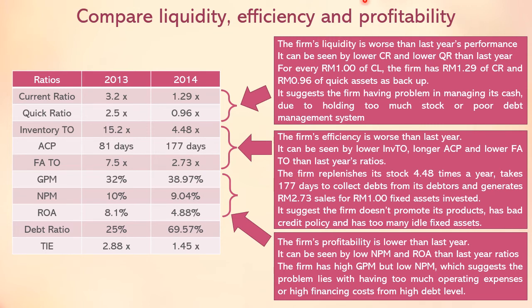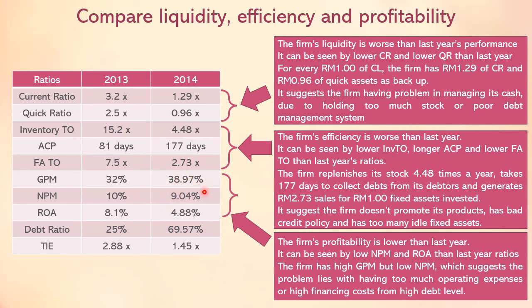And we talk about the profitability. Look at the formula, look at the ratio, GPM, NPM, ROA. The firm's profitability is lower than last year's. It can be seen by how low NPM and OPM and ROA were compared to last year. The firm has high GPM but low NPM. You can see here, the GPM is much higher compared to last year. However, when we calculate NPM, it should be higher, but instead you can see it's lower compared to last year.